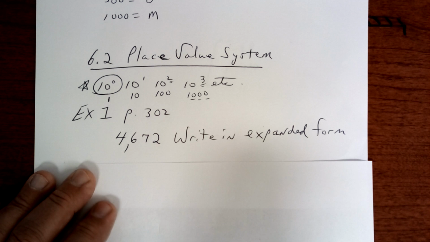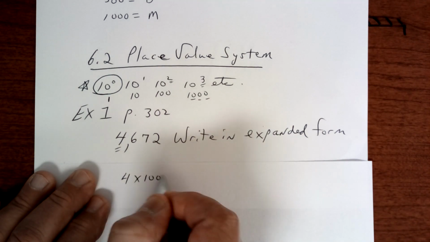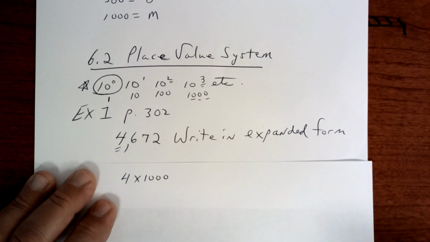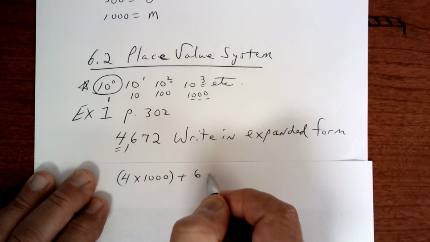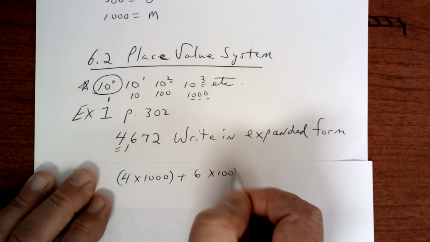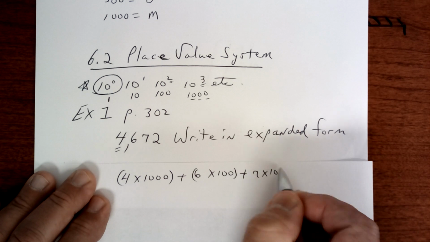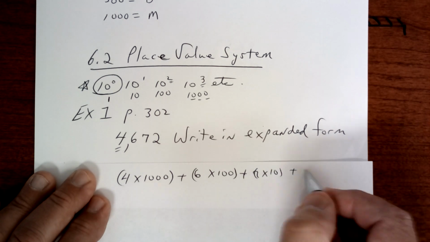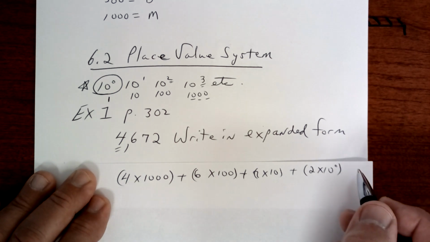So you have 4,000. So it's going to be 4 times 1,000, okay, plus 6 times 100, plus 7 times 10, plus 2 times 10 to the 0 power. Because 10 to the 0 power is 1.